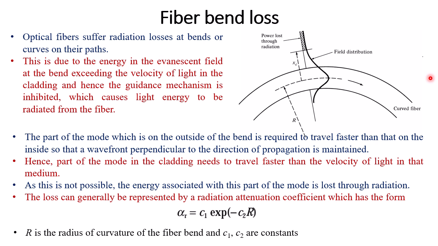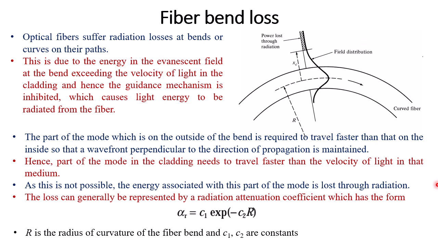This is due to the energy in the evanescent field at the bend exceeding the velocity of light right here, exceeding the velocity of light in the cladding, and hence the guidance mechanism is inhibited, which causes light energy to be radiated from the fiber. So basically this portion is actually radiated through the cladding.